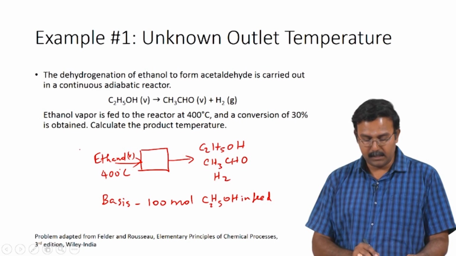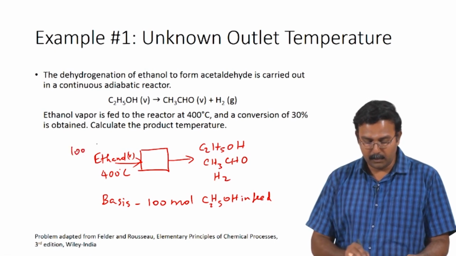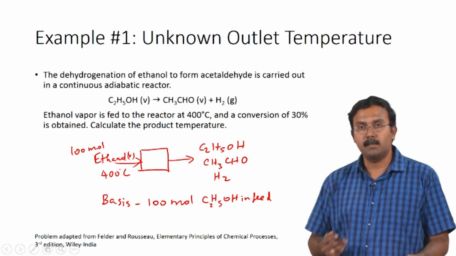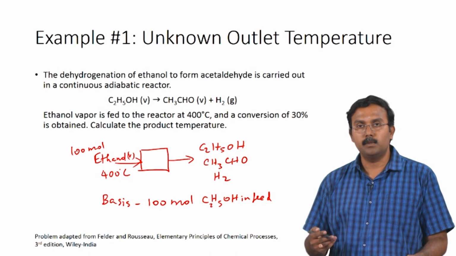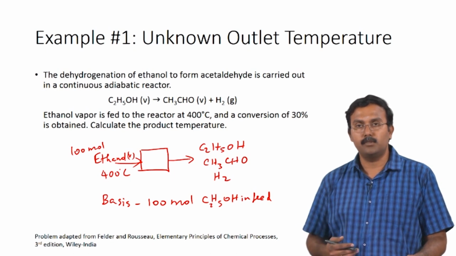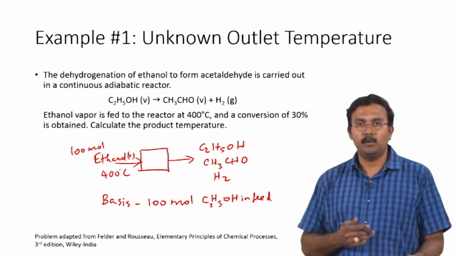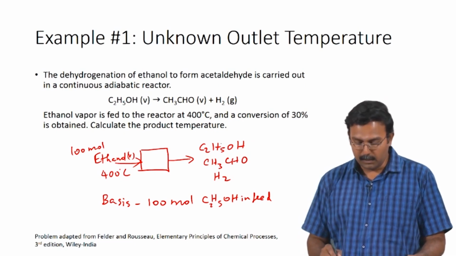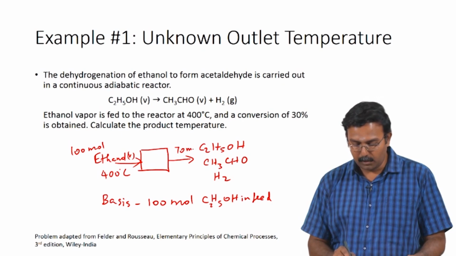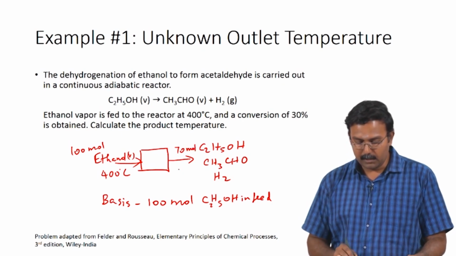So, once we have this, we can fill out this table, fill out the flow chart, as 100 moles of ethanol are coming in. By performing a simple material balance on ethanol, we know that 30% is converted, which means 30% of ethanol is consumed. So, outlet would be equal to inlet minus consumption.